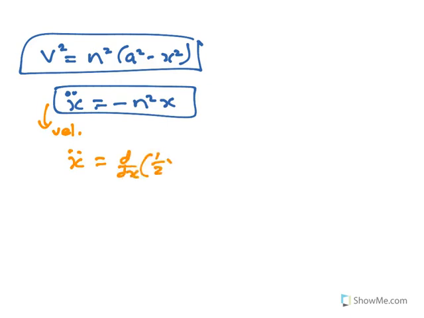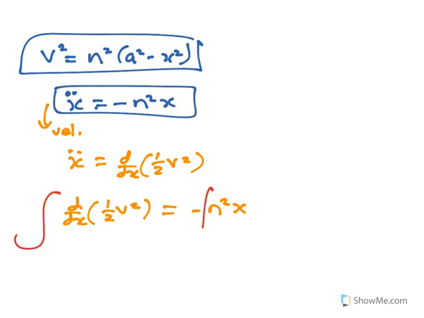v dv/dx, that is d/dx of half v squared. So you go d/dx of half v squared in place of the acceleration, equals minus n squared x. And then when you integrate this on both sides with respect to x, you get a half v squared equals minus n squared x squared on 2 plus c.